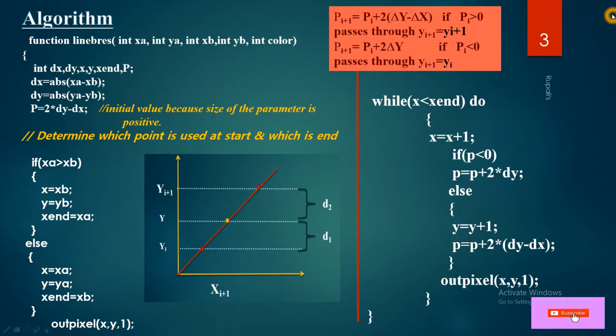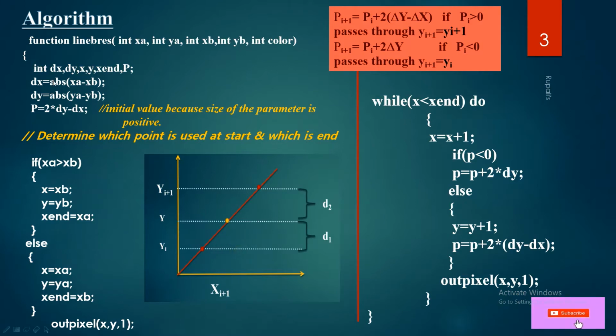We already learned from the previous lecture that when the value of the decision parameter is greater than 0, the line passes through yi plus 1. So when x equals xi plus 1, the value of y is yi plus 1. And if the decision parameter value is less than 0, then the value of y is yi. When x is xi plus 1, the value of y is yi.